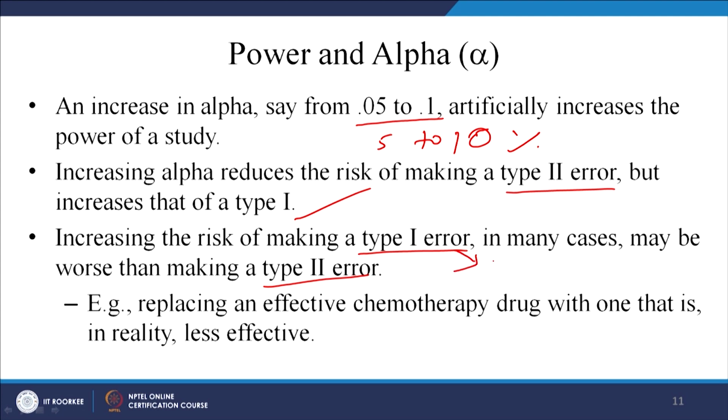I had said the type 1 error is a producer's risk. If you remember, it is a producer's risk or a manufacturer's risk. Type 2 is a consumer's risk. So, in case the researcher feels that the producer's risk is of more significance, then he would be more cautious to reduce the type 1 error.